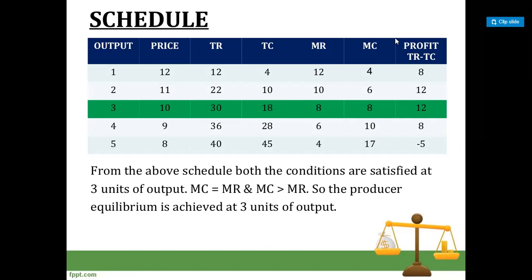Output 1, 2, 3, 4, 5. When the output is 1, price is 12. When the output is 2, price is 11. When the output is 3, price is 10. Likewise, they are reducing their price. Now we get the total revenue TR, MR, and we find MC from the TC. So we get the profit.